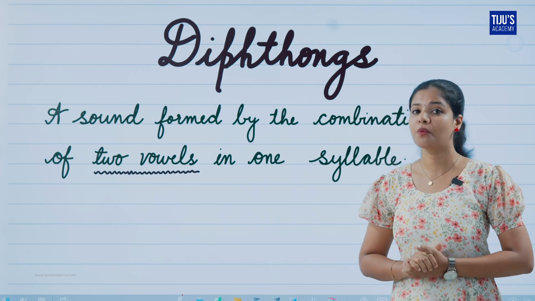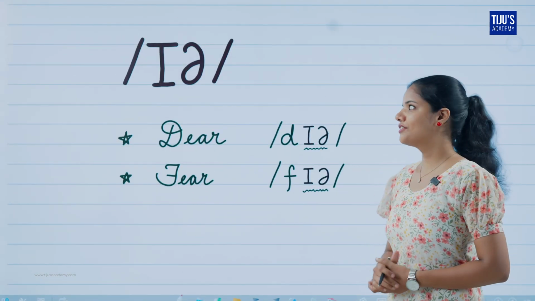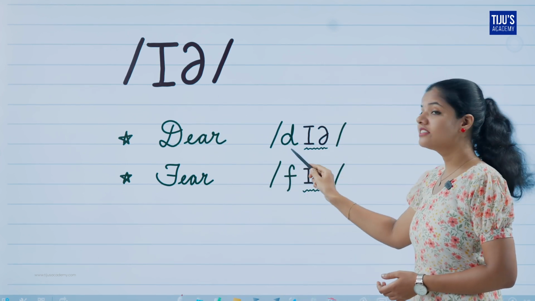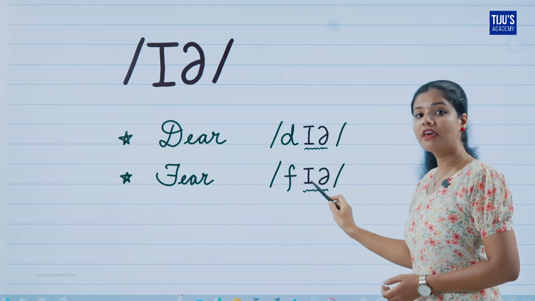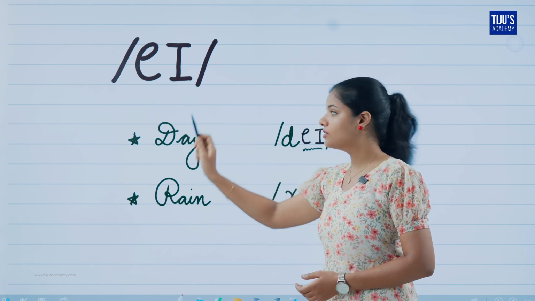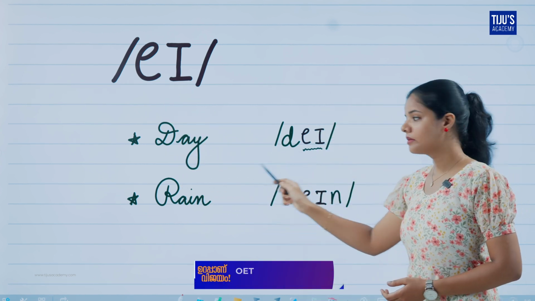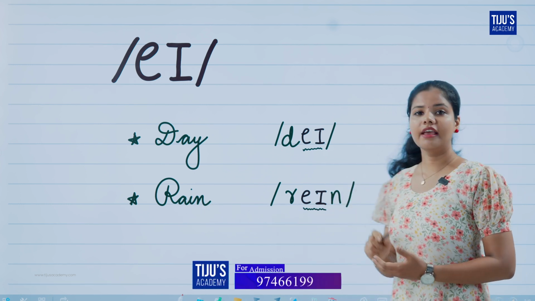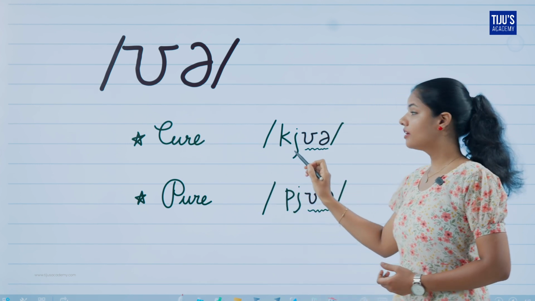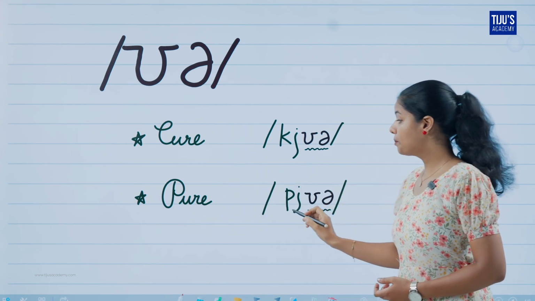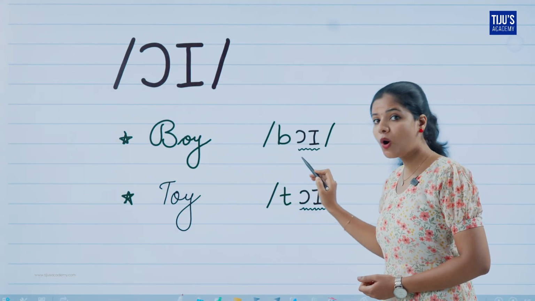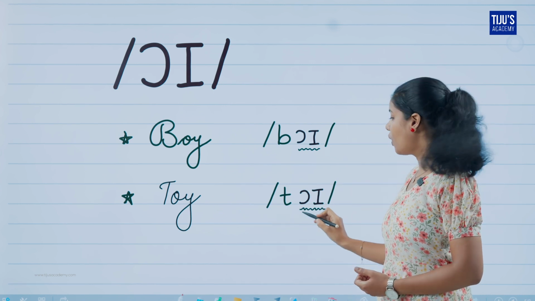And in British English, we have 8 diphthongs in total. The first diphthong, ear, as we have in dear, fear. The second one is a, as we have in day, rain. This is ua, as we have in cure, pure. Oi, as we have in boy, toy.